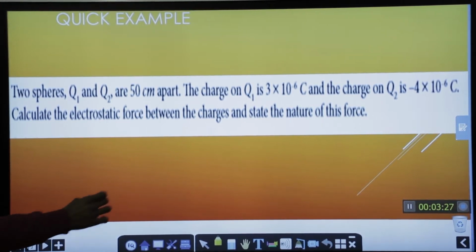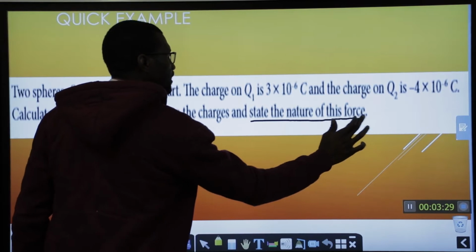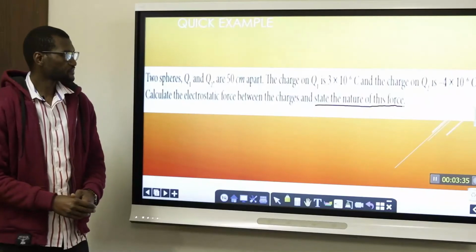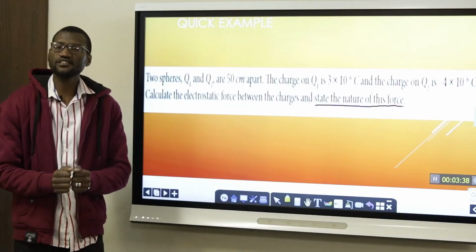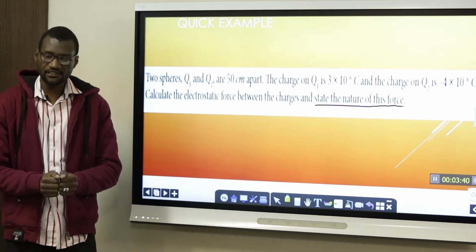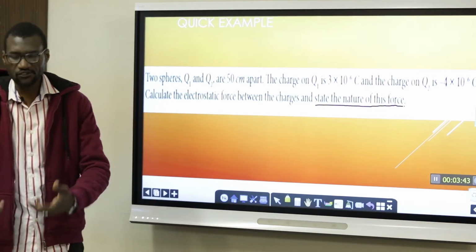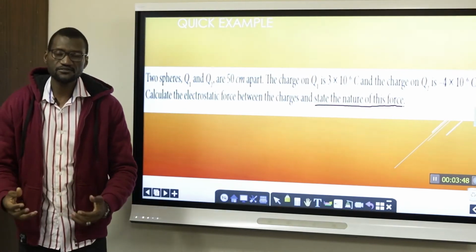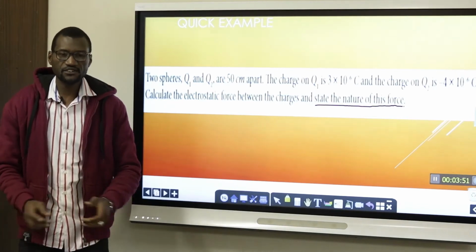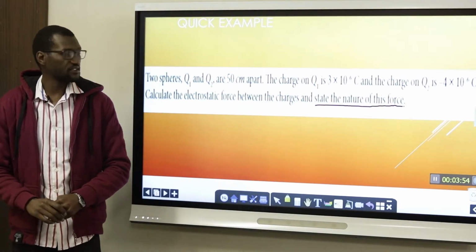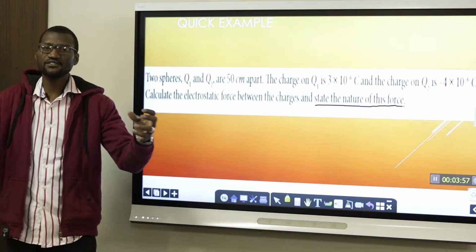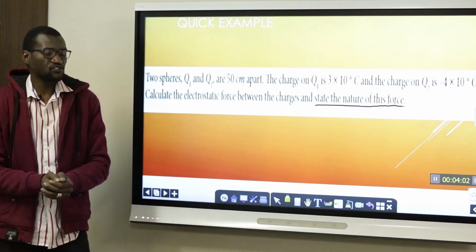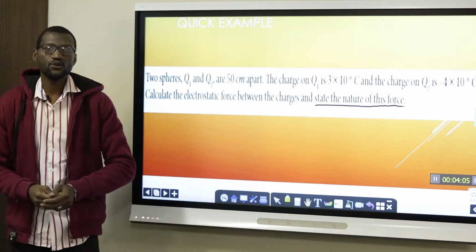When we are talking about the nature of the force, we are asking, is it an attractive force or is it a repulsive force? Now what happens basically is we know that charges can be positive or negative. We'll look at the diagrams that represent the different charges when we talk about electric field. A positive charge and the electric field around it, a negative charge and the electric field around it. And we know that positive and positive would repel, positive and negative would attract, and negative and negative would repel.